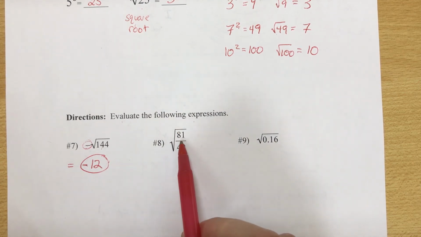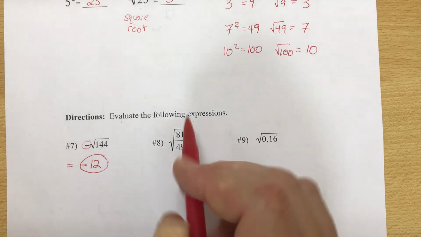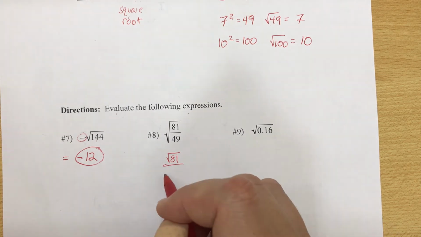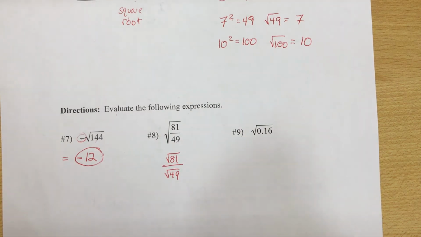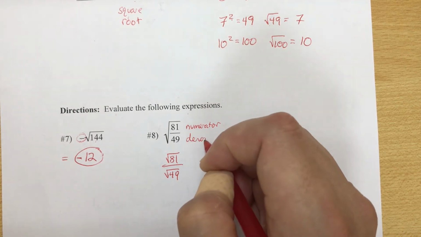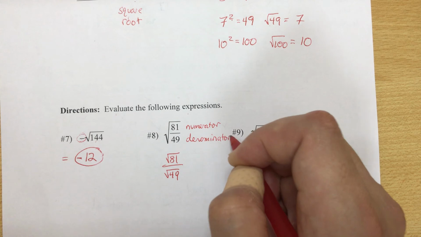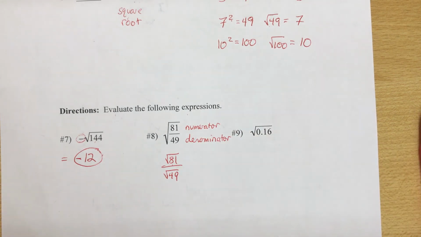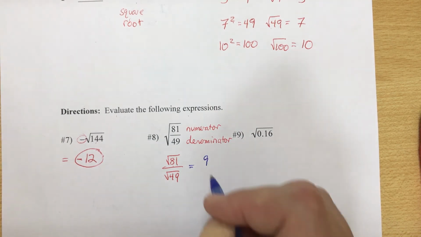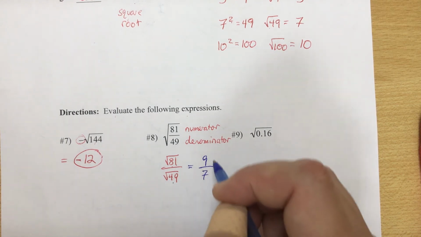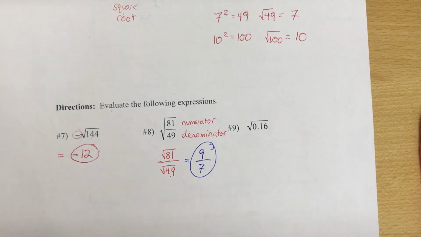If you take the square root of a fraction, we can take the square root of the numerator, 81, and we can take the square root of the denominator, 49. The top of the fraction is a numerator. The bottom is a denominator. Lots of vocabulary here. Well, what number times itself gives you 81? That's 9. What number times itself gives you 49? That's 7 times 7. The square root of 49 is 7. Our answer is 9 over 7.